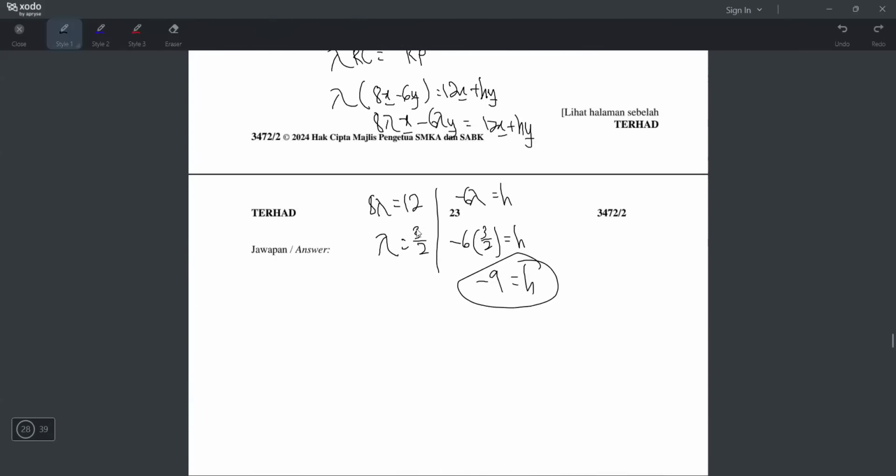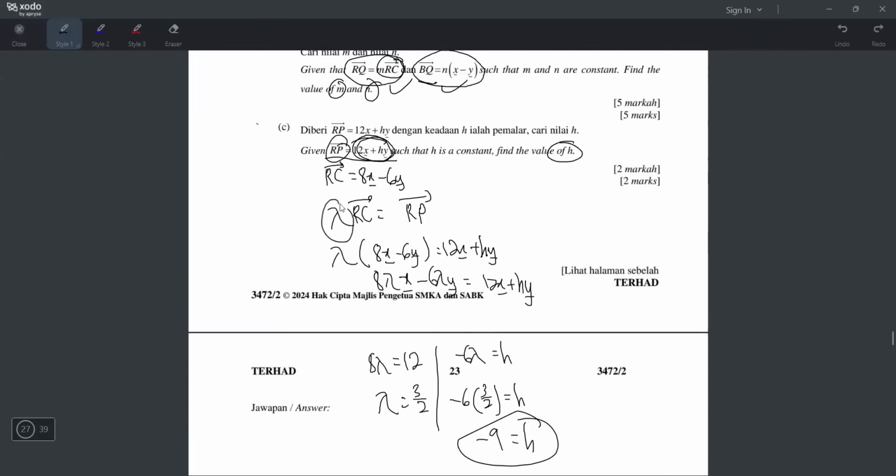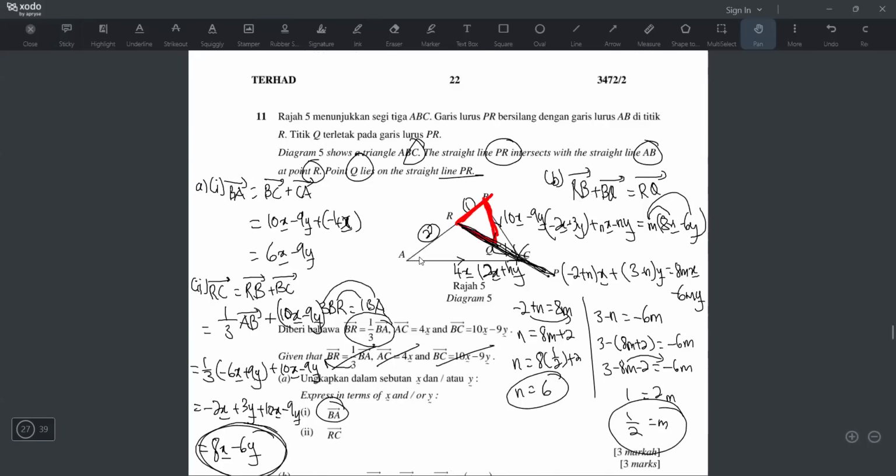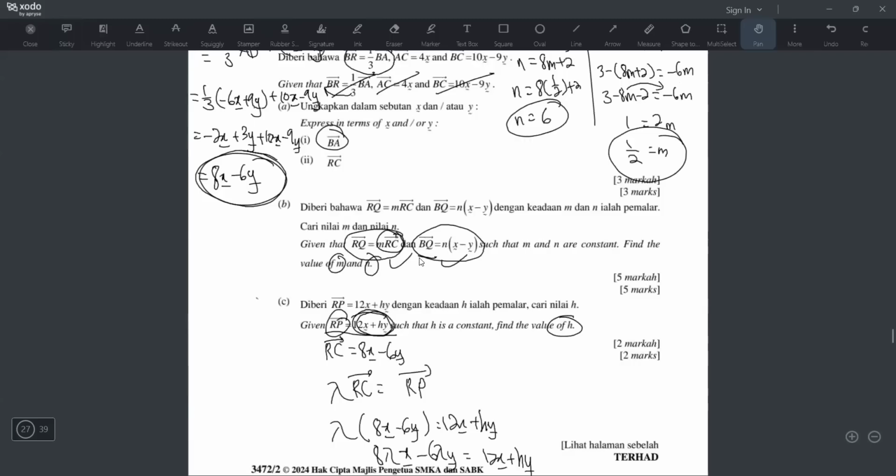Then what is the 3 over 2? That is the ratio, that is the lambda. It means 3 over 2 RC equals RP, and the 3 over 2 represents the ratio for RC and RP. Hopefully you understand my explanation. So that's all, that's the answer for 11.